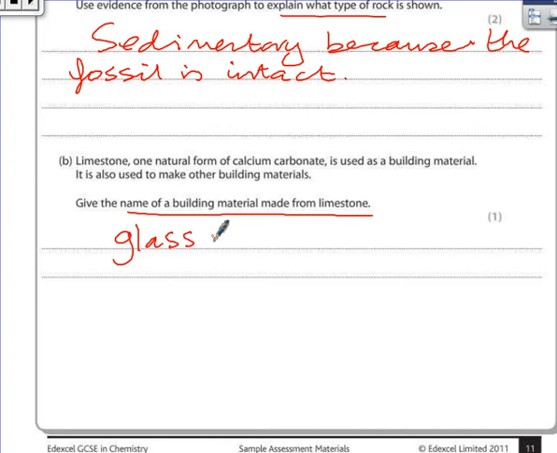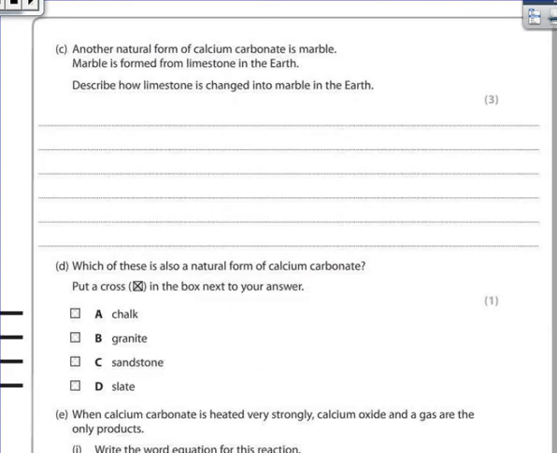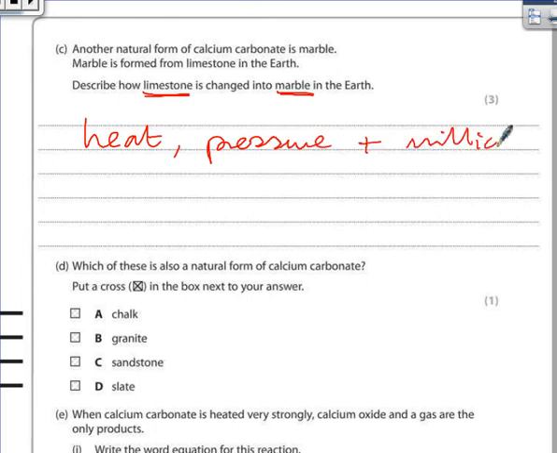The name of building material from limestone. So we've got glass, cement, and concrete. Okay, next question. How limestone is changed into marble. So we're going from a sedimentary rock into a metamorphic rock. So you want to write about heat, pressure, and millions of years for your 3 marks.